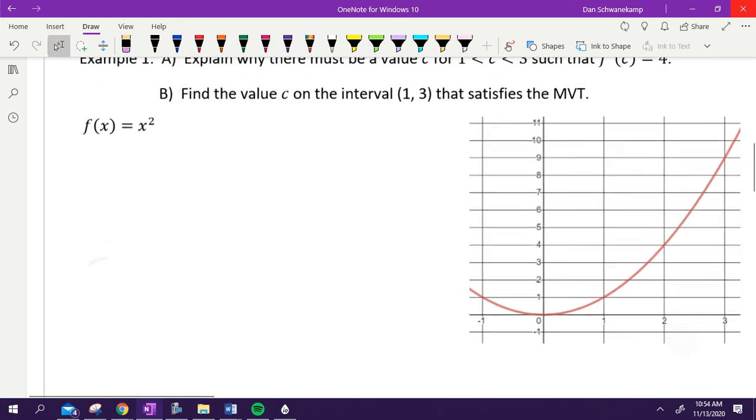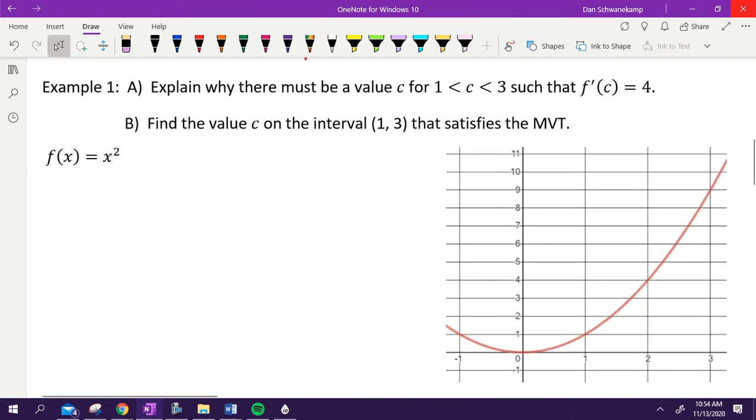Let's do it. Okay. It says explain why there must be a value for C from 1 to 3 such that f prime of C is equal to 4. Okay. When you read this question, explain why there must. Anytime you read that, it is a theorem question. It is either intermediate value theorem or mean value theorem. This is a mean value theorem question, and I know that because it's talking about derivatives. When you're talking about derivatives, that is mean value.